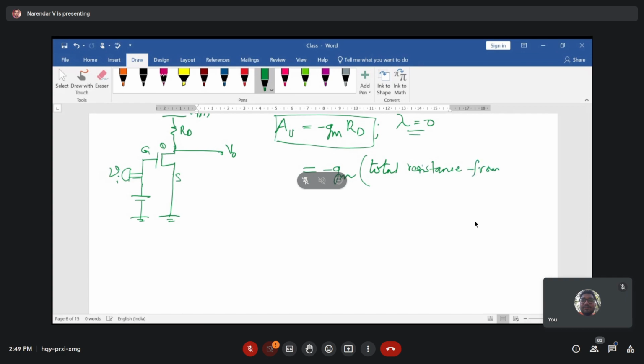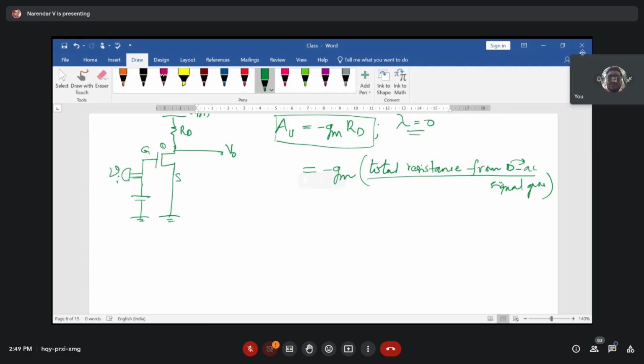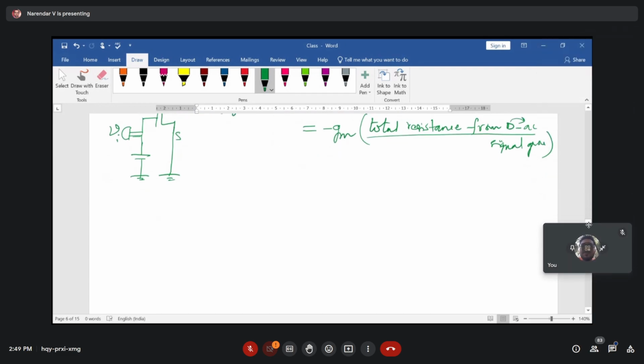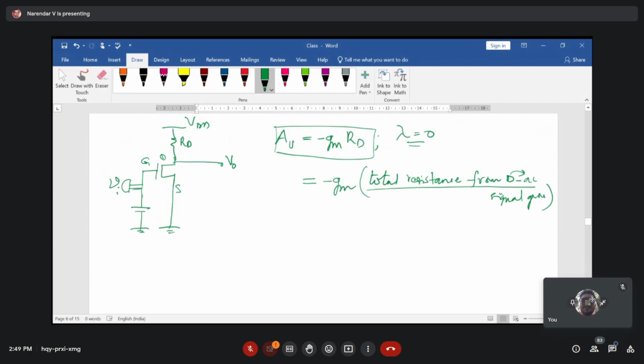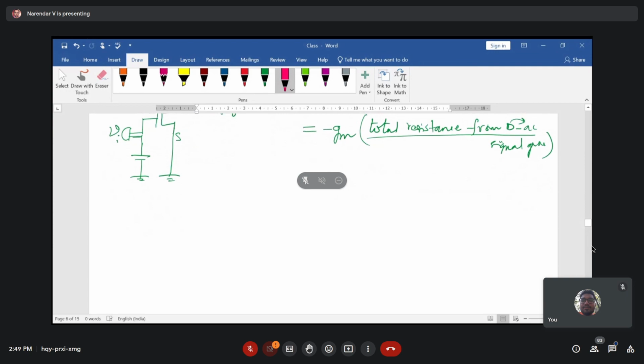from drain to AC signal ground. So the total resistance available from the drain terminal to AC ground is the resistance that needs to be considered, and that gives you the gain of an amplifier. Considering that factor, if we try to modify this existing circuitry, then what is the gain of the amplifier that we want to analyze?